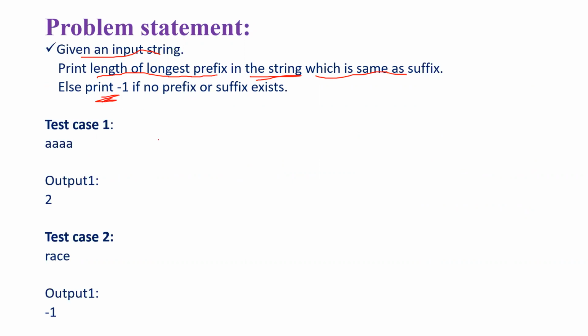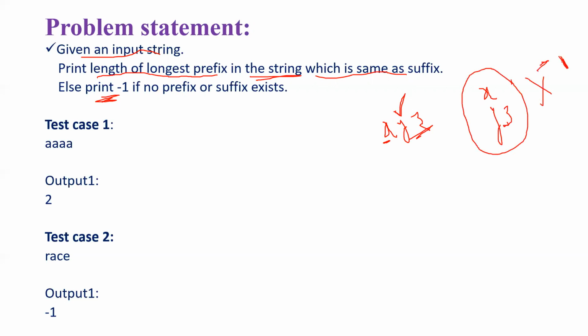Now observe the scenario. Let me take this string. Now let me observe the prefix and suffix for this. The prefix is x and the suffix is yz. Observe, is the prefix equal to suffix? No. In that case you need to print -1. Like that, if you are able to find the prefix which is equal to suffix and it is the longest one, then you need to print its length.